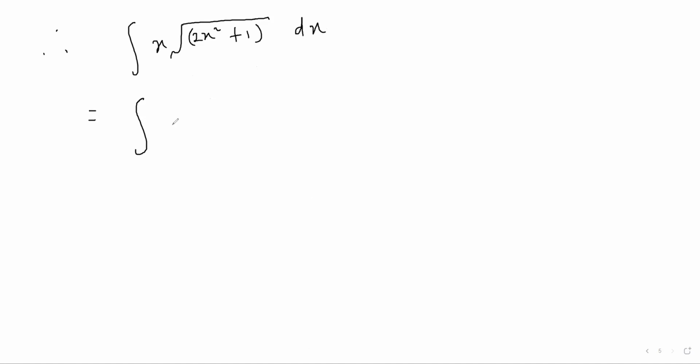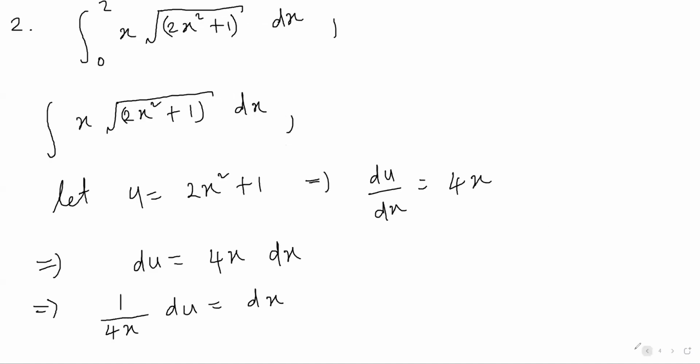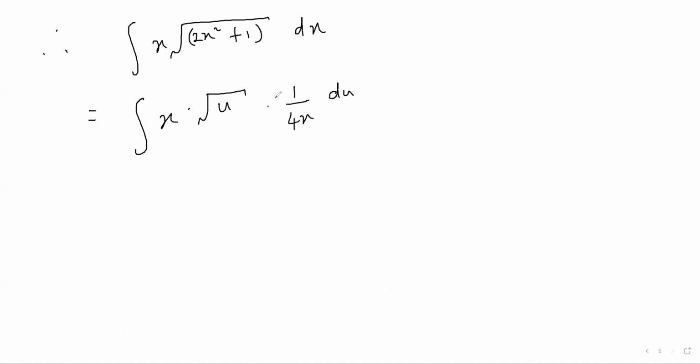So let's substitute. Over here we've got x, that's the x over there. Let's write it down. We've got the square root of 2x squared plus 1, but we said 2x squared plus 1 is u, so we replace that by u. Then over here we've got dx, but dx in terms of u, as we saw, is 1 over 4x du. So in place of dx, we put 1 over 4x du.